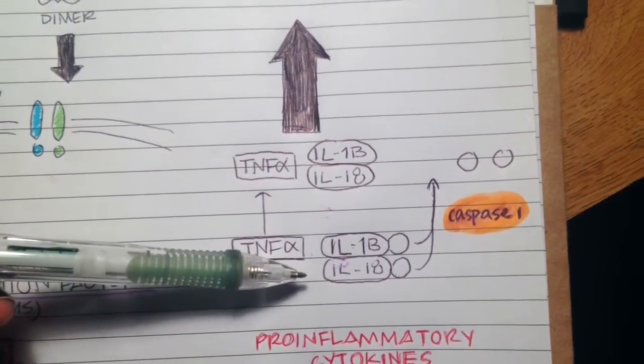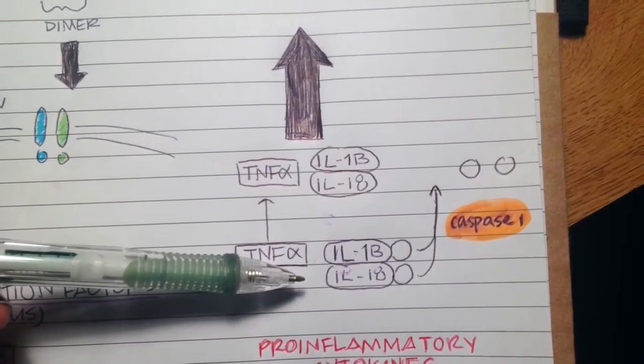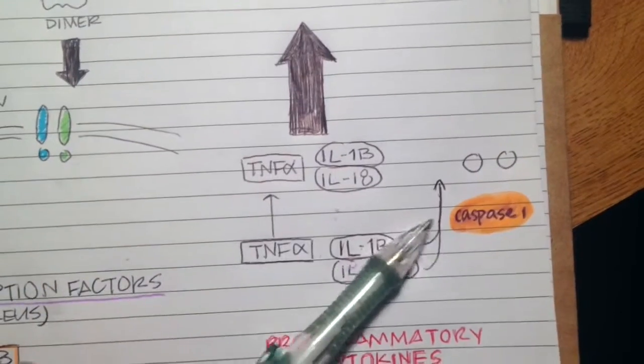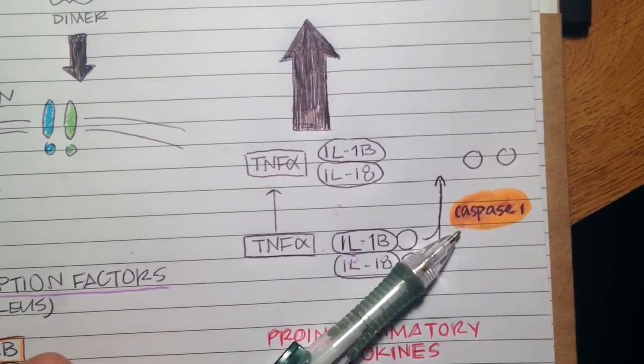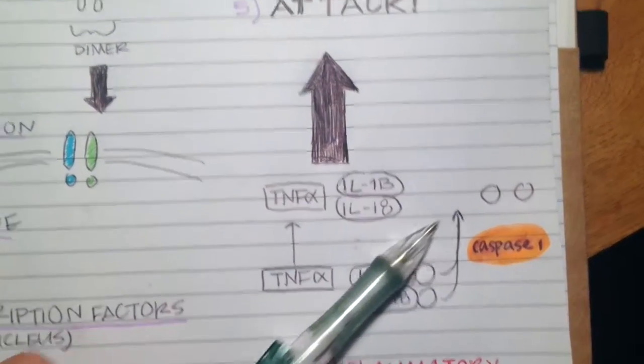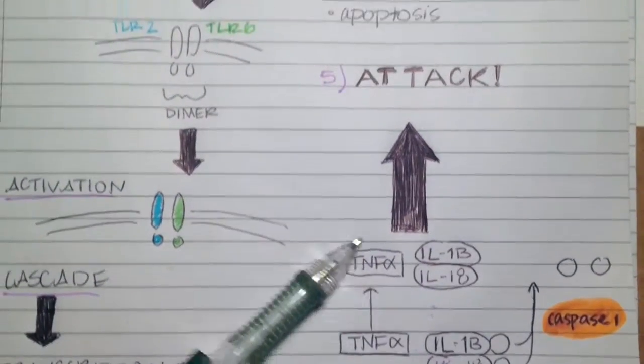TNF-alpha is ready to go, but IL-1B and 1A are inactive, so they have to be activated by an enzyme called caspase 1. This guy basically cuts the 2 IL cytokines in half, and now they're activated and ready to go. This leads us to our last and most important step, attack.